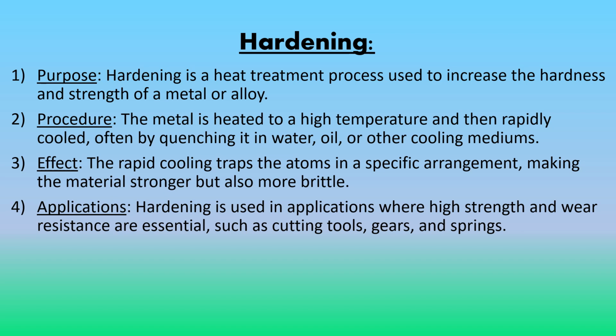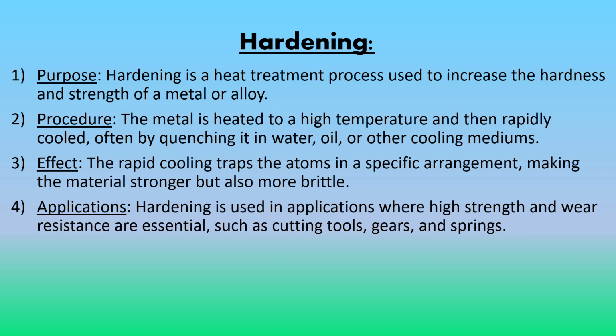Hardening. Purpose. Hardening is a heat treatment process used to increase the hardness and strength of a metal or alloy. Procedure. The metal is heated to a high temperature and then rapidly cooled, often by quenching it in water, oil, or other cooling mediums. Effect. The rapid cooling traps the atoms in a specific arrangement, making the material stronger but also more brittle.